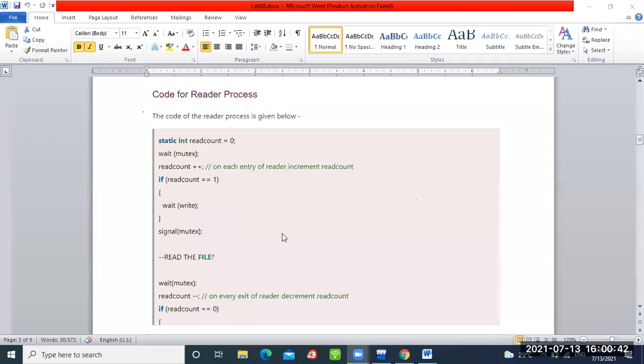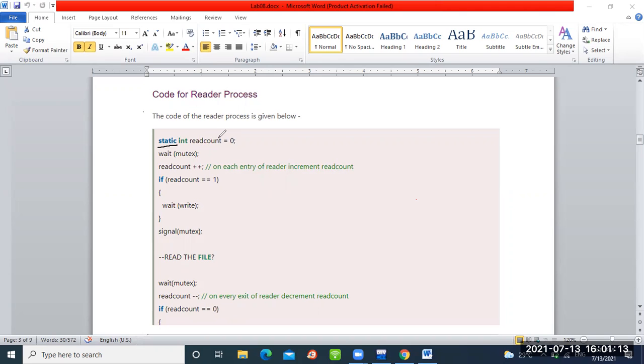Now this is the code for the reader process. Okay, this is the C programming code for the reader process. अगर कोई process reader है, तो reader process का code आपका जो है इस तरह से रहेगा. So first of all, I am taking a variable. Again I am taking a static variable because I am not going to initialize it again and again. That is the reason we have taken this read count.